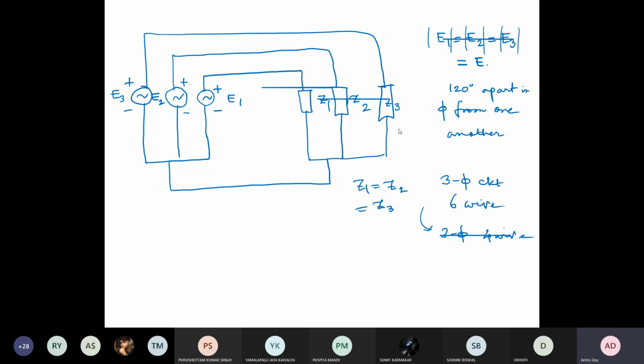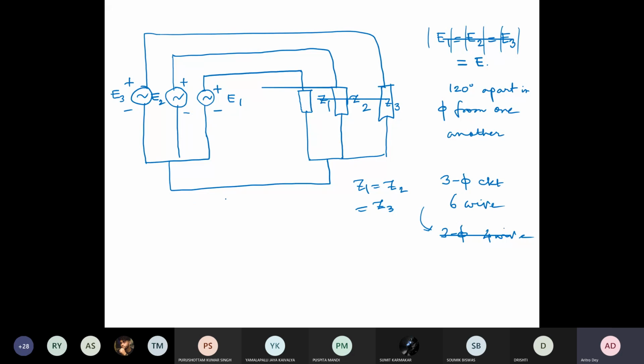But if these loads are not balanced, like if Z1 not equal to Z2 not equal to Z3, then we should keep this neutral line, with which the sum of these three currents at this particular node will be non-zero. So we have to keep this, otherwise the neutral point will shift.